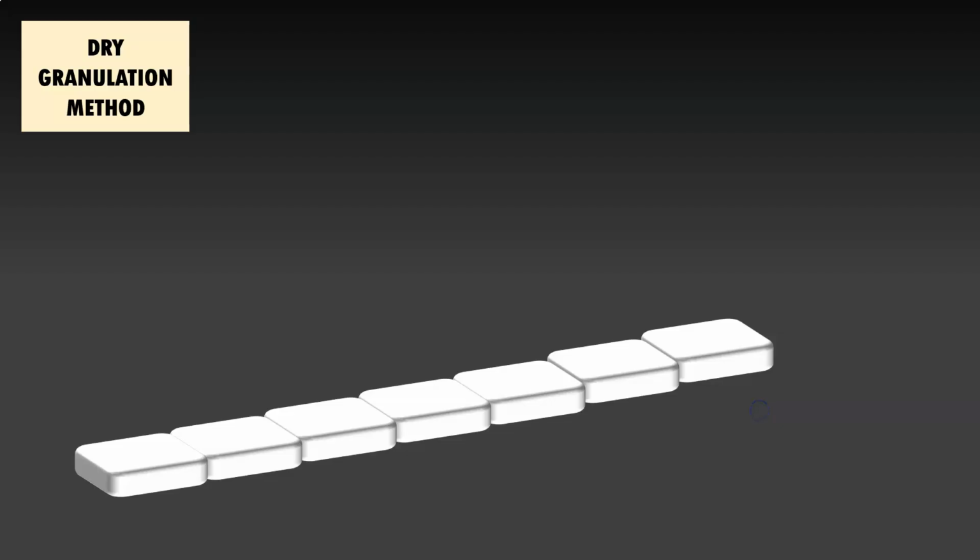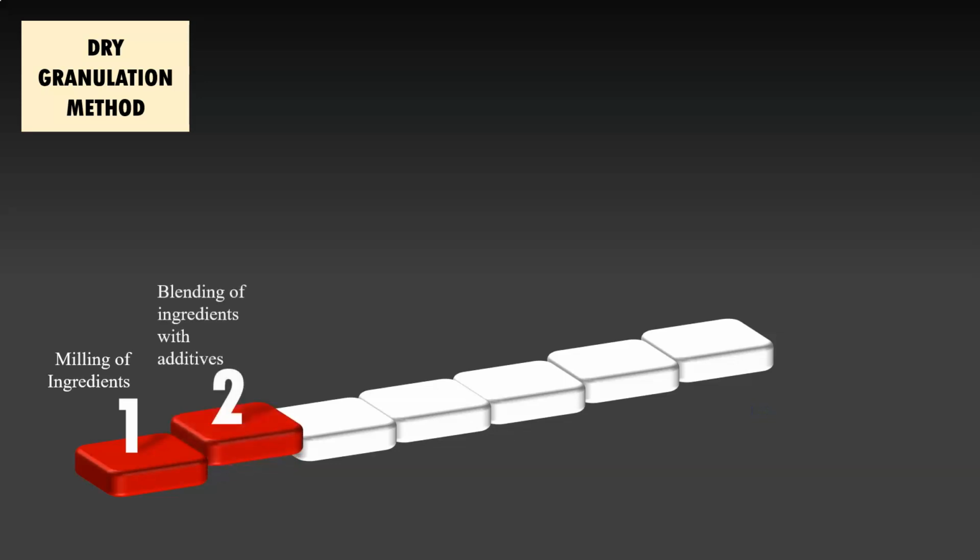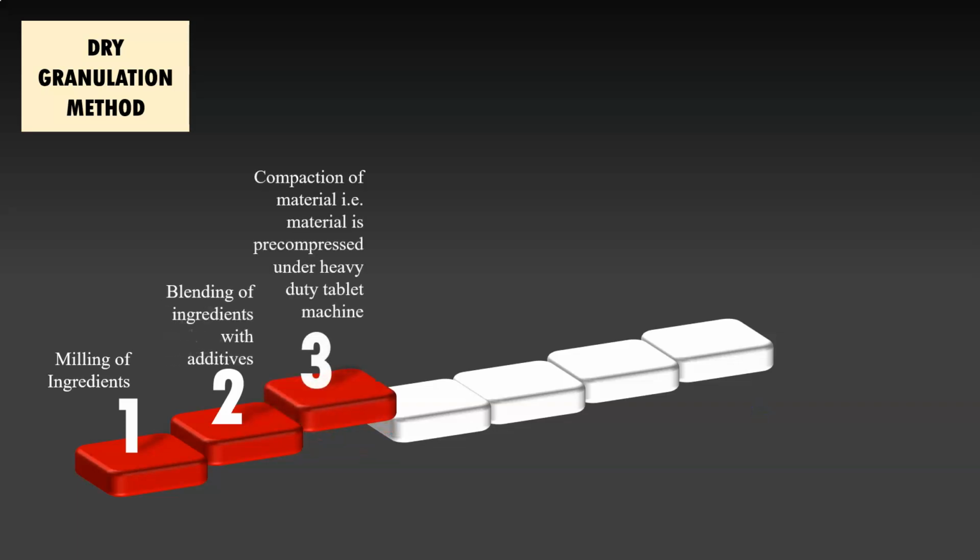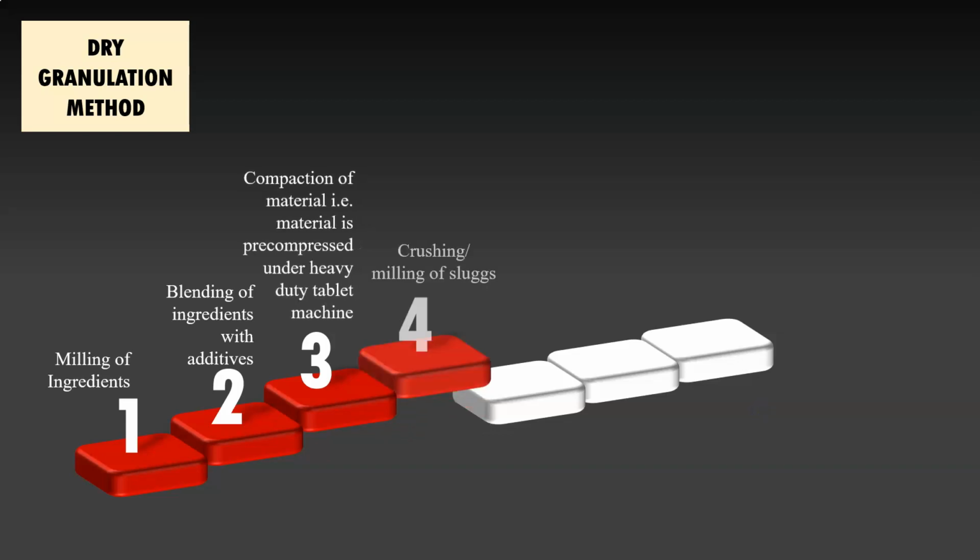Now let us see the next granulation method, that is dry granulation method. So the first step in dry granulation method is milling of ingredients. Then the next step is blending of ingredients with additives. Then the third step in dry granulation method is compaction of material, that is the material is pre-compressed under heavy duty tablet machine. Then the next step is crushing or the milling of slug.